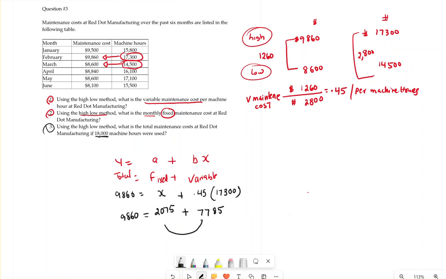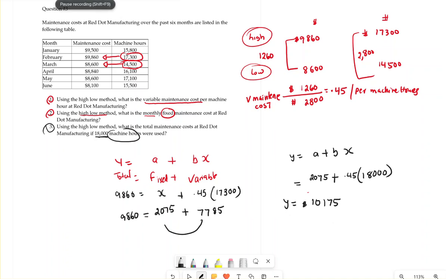Now what they said is, what if the machine hours were 18,000, what is the total manufacturing cost? So we use y equals a plus bx. We know my fixed cost stays the same, which is going to be 2.72075. They told us that 0.45 is the variable cost per machine hour, and they use 18,000 machine hours. So when you're doing it, they're looking for the total, which is your y, equal to 10,175. So that's my total cost.